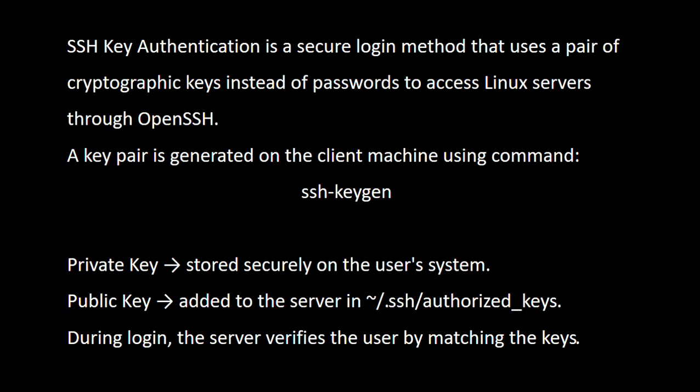SSH key authentication is a secure login method that uses cryptographic keys instead of passwords to access Linux servers through OpenSSH. A key pair is generated on the client machine using the command ssh-keygen. There is a private key which is stored securely on the user's system, and a public key added to the server in the given path, the authorized keys path. During login, the server verifies the user by matching the keys.